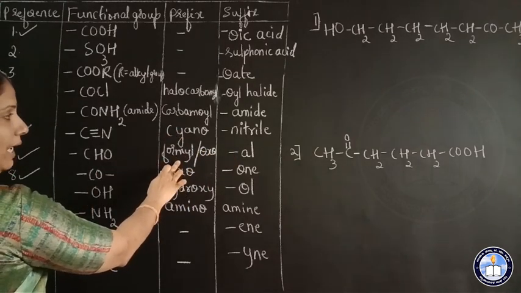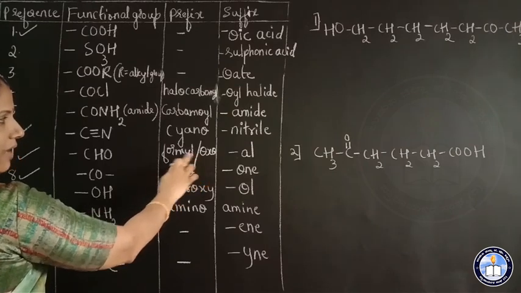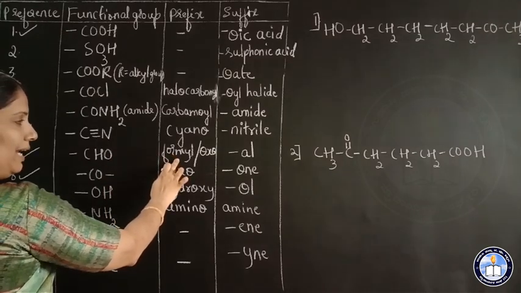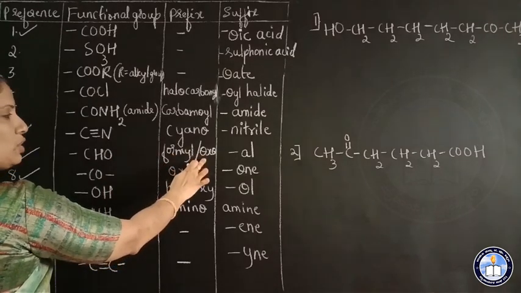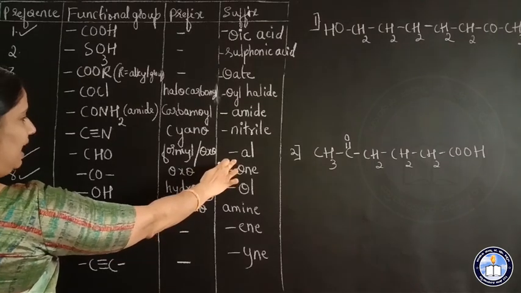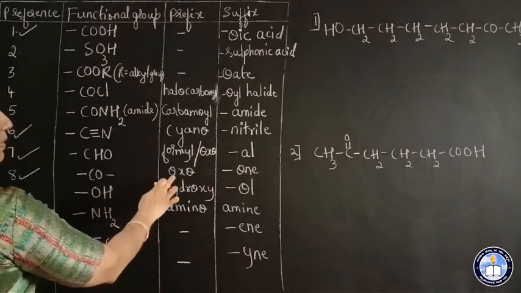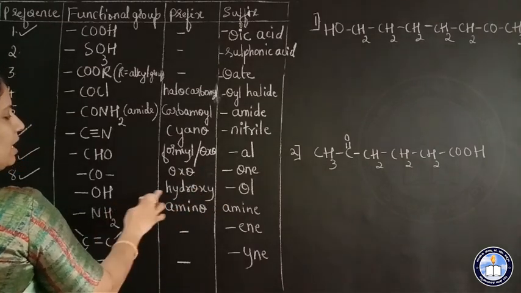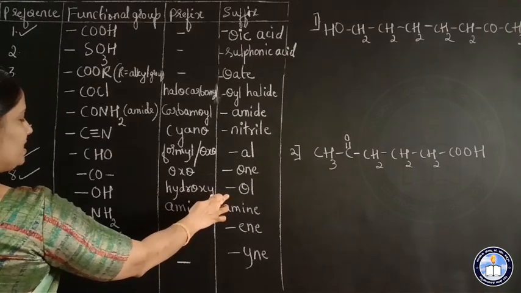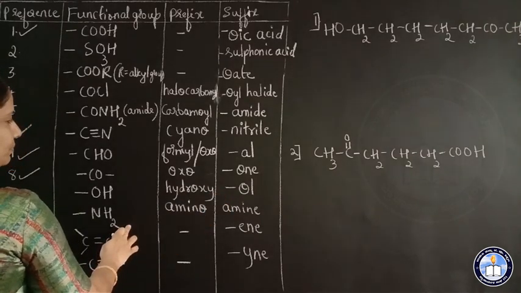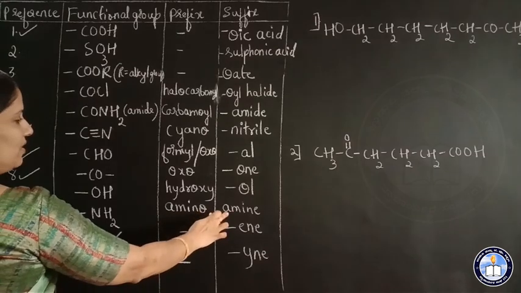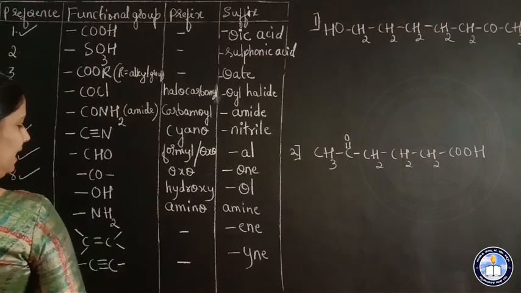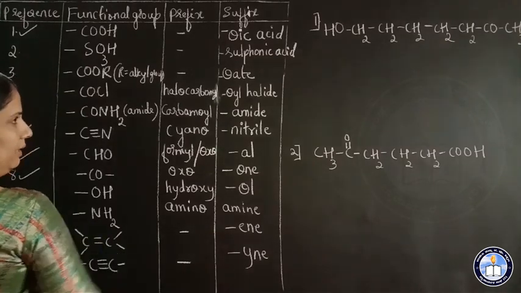CHO may be formyl or it may be oxo. I will solve the compounds where you are going to use formyl as a prefix and oxo as a prefix. Suffix is al. CO: prefix oxo, suffix is one. OH: prefix hydroxy, suffix ol. NH2: prefix amino, suffix amine. If a double bond is present, then the suffix is ENE; if a triple bond is present, YNE.